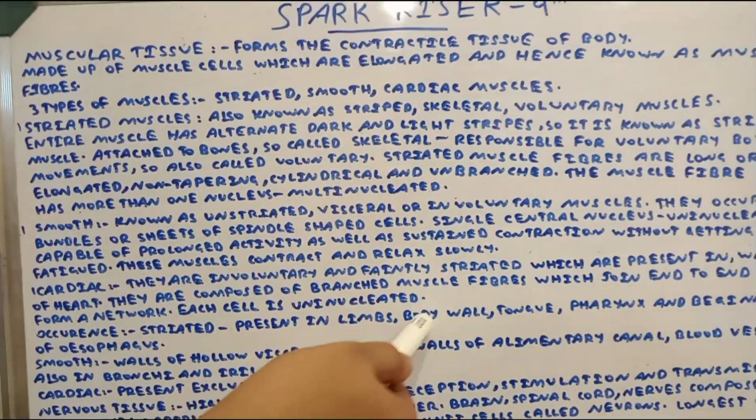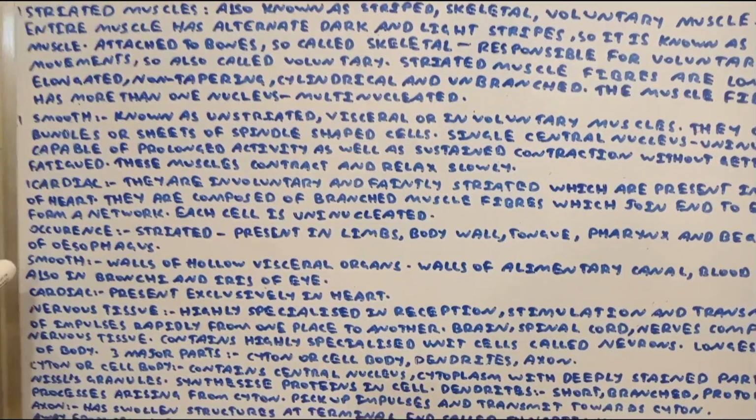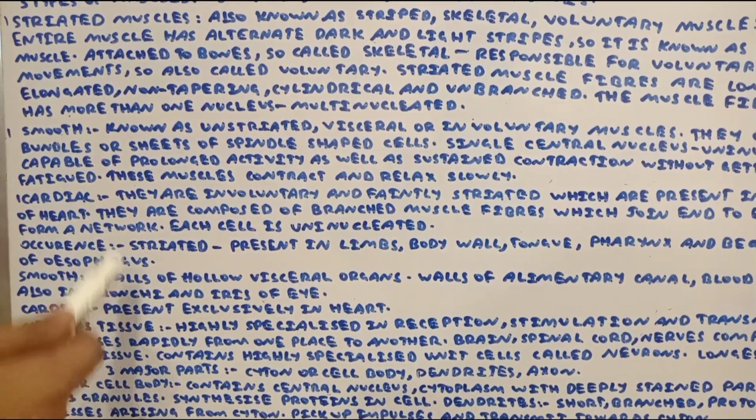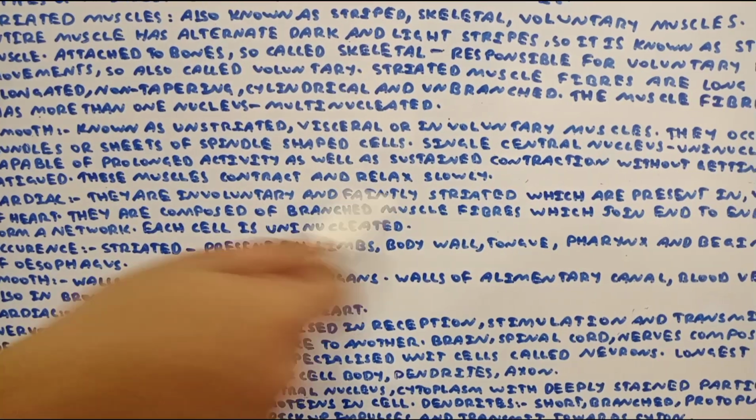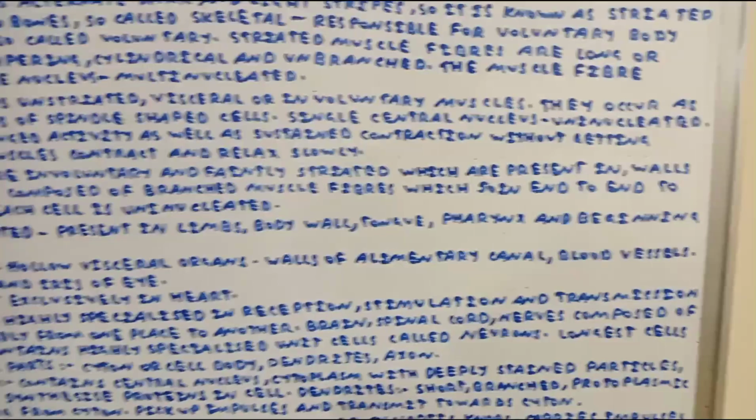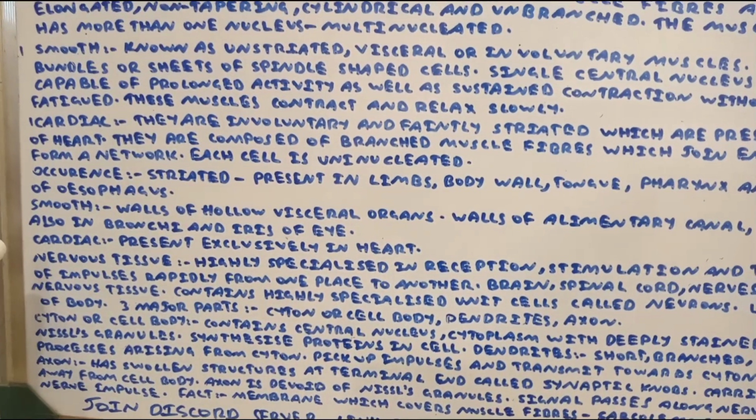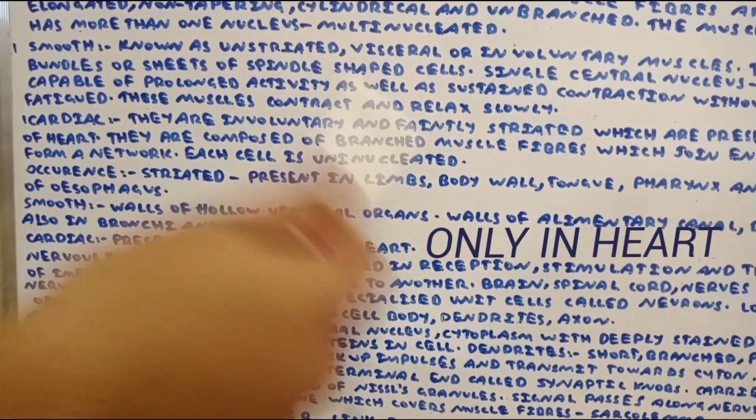And the occurrence of the striated muscles: they are present in limbs, body wall, tongue, pharynx and beginning of the esophagus. Smooth muscles occur in the walls of the hollow visceral organs, walls of the alimentary canal, blood vessels, and also in the bronchi and iris of the eye. Cardiac muscles are present exclusively in the heart.